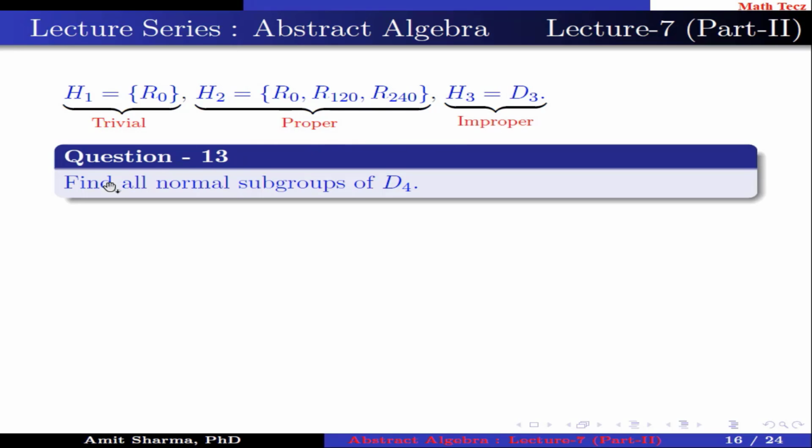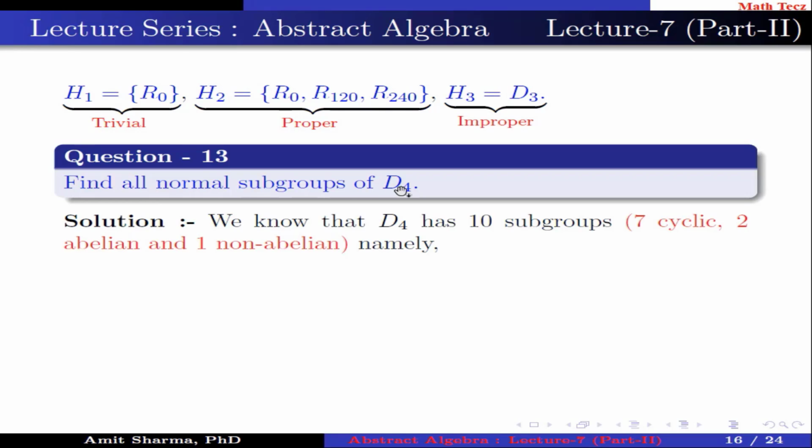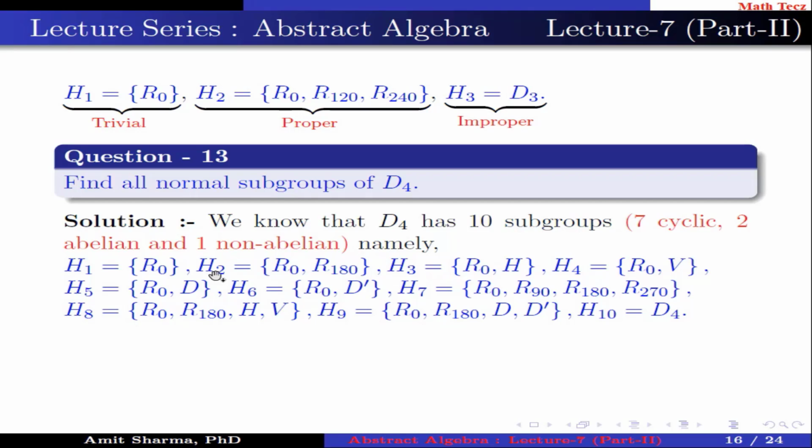Question number 13. Find all the normal subgroups of D4. We know that D4 has 10 subgroups, out of which 7 are cyclic, 2 are abelian, and 1 is non-abelian, namely H1 containing the element R0, H2 containing R0, R180, H3 containing R0, H, H4 containing R0, V, H5 containing R0, D, H6 containing R0, D', H7 containing R0, R90, R180, R270, H8 containing R0, R180, H, V, H9 containing R0, R180, D and D', and H10 equal to D4.